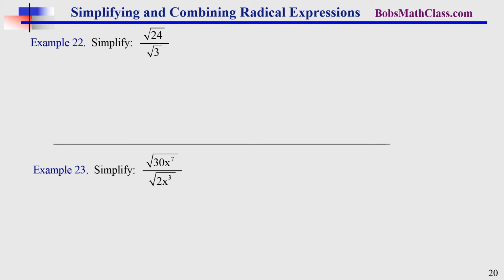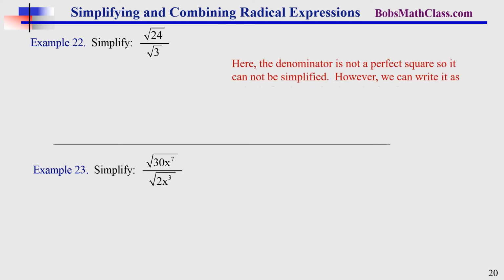Okay, these next two examples, if you notice the denominator is not a perfect square in number 22. In the bottom example, it's also not a perfect square. We're going to use a property that we've been using, but backwards. So instead of separating the numerator and denominator, we could combine it into one fraction. Okay, so here's the note. The denominator is not a perfect square, so it cannot be simplified. However, we can write it as a single fraction and reduce the fraction.